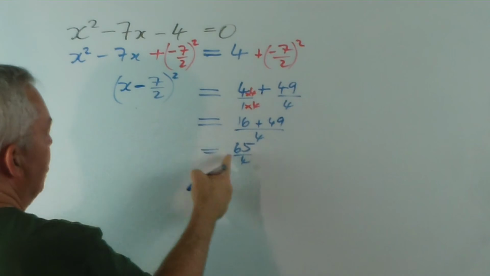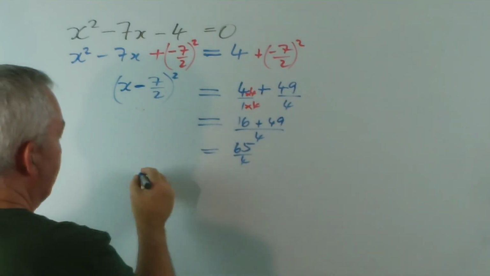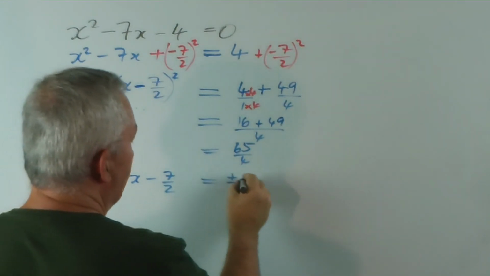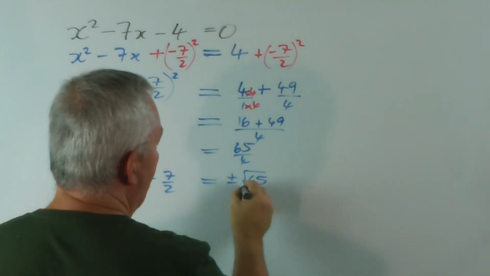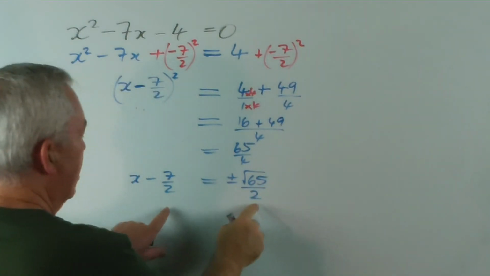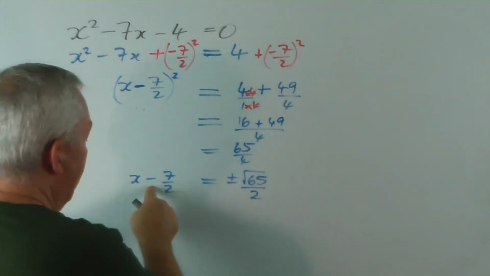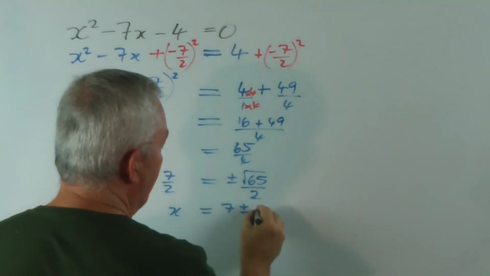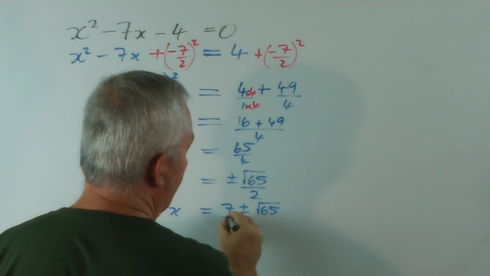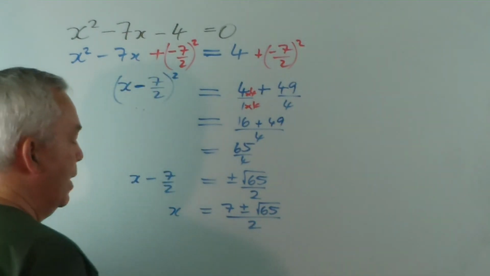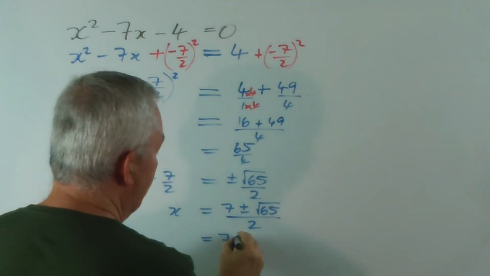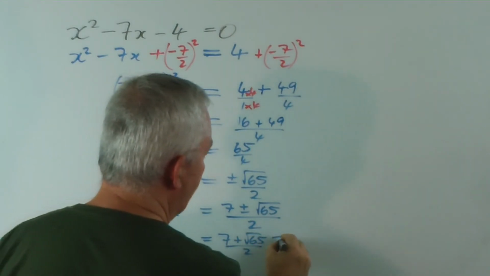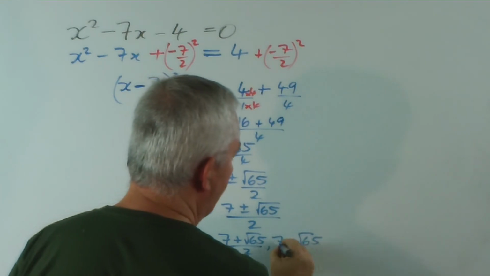And then we would take the square root of both sides. Now the square root of this side will be x minus 7 on 2. Square root of this, plus or minus root 65 on the square root of 4, which is 2, and these should match up. And then I add 7 on 2 to both sides, and I get 7 plus or minus root 65, and they're both over 2. So my roots are going to be 7 plus root 65 on 2, and 7 minus root 65 on 2.